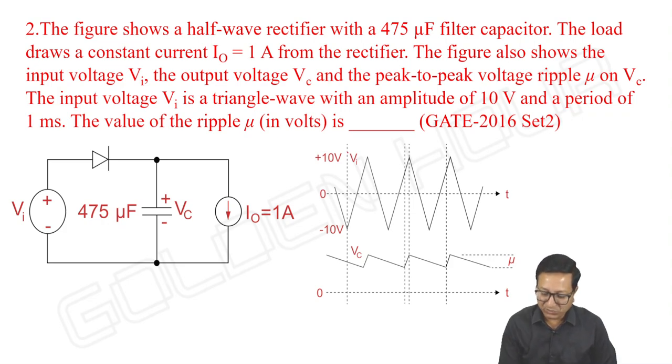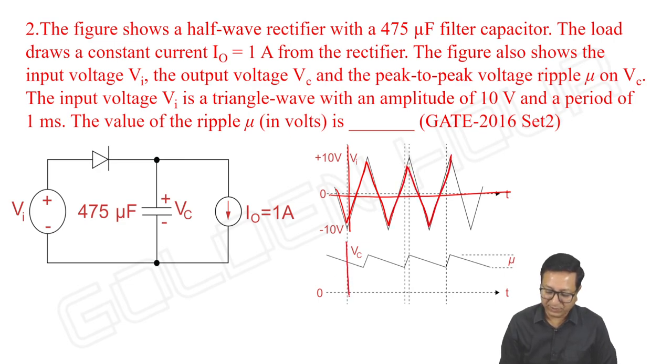See here in this particular example, if you observe, the input is a triangular wave. Output voltage across the capacitor is like a triangular wave, charging, discharging, etc. And the peak to peak ripple voltage is mu. What is the value they are asking? What is the value of this mu?